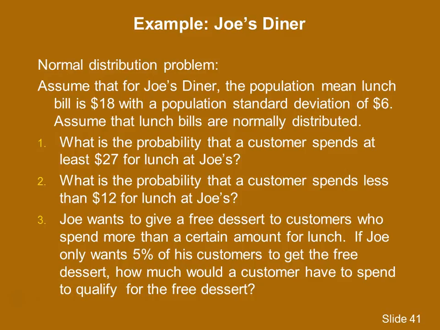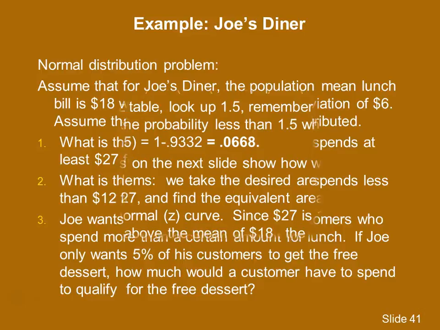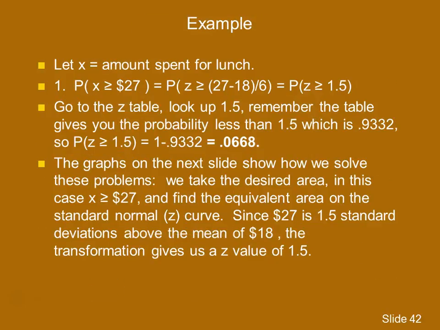Let's start with the first part. What's the probability that a customer spends at least $27? Let x be the amount spent for lunch. We want the probability that x is at least $27, right here. You're going to solve problems like that on a normal curve by converting it to the equivalent area on the standard normal distribution. Take the 27, subtract its mean of 18, divide by its standard deviation of 6, and you'll get the corresponding z-value here of 1.5. In other words, the probability we want that x is bigger than 27 is equivalent to getting a z-value bigger than 1.5.